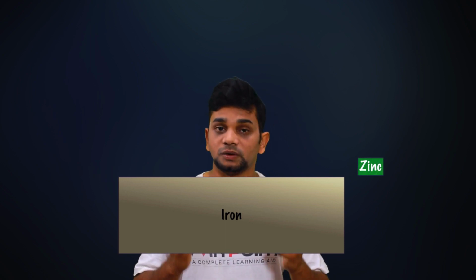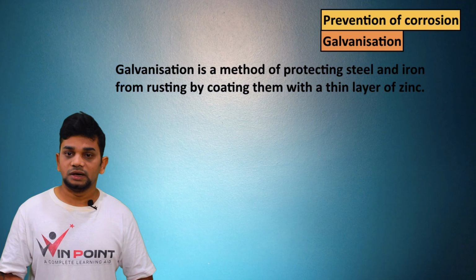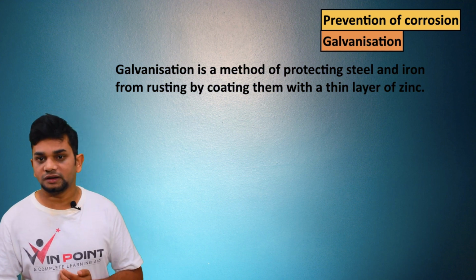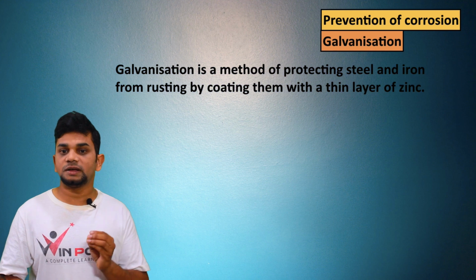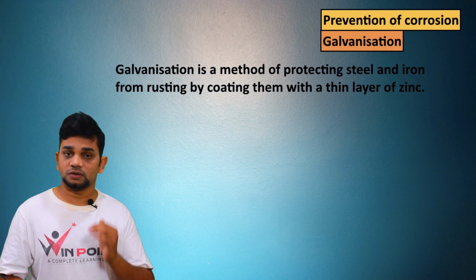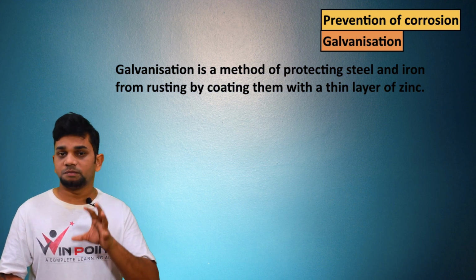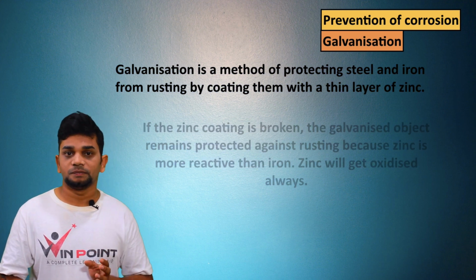This process is known as galvanization. It is also known as sacrificial protection. Galvanization is a method of protecting steel and iron from rusting by coating them with a thin layer of zinc. We are coating it with a thin layer of zinc. Because of this coating, we can prevent corrosion of this metal.